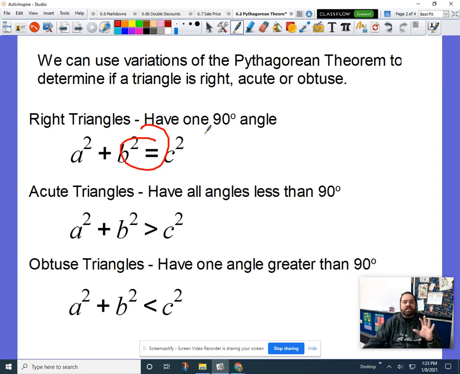So you're going to have to keep all of these straight. For me, I focus on the C squared value. If the C squared is smaller, your angles are smaller, so it's acute. If your C squared is bigger, your angles are bigger, it's obtuse. Focus on that one and just keep that little bit in your head. If C squared is equal, it's right. If it's less, it's acute. If it's bigger, it's obtuse.